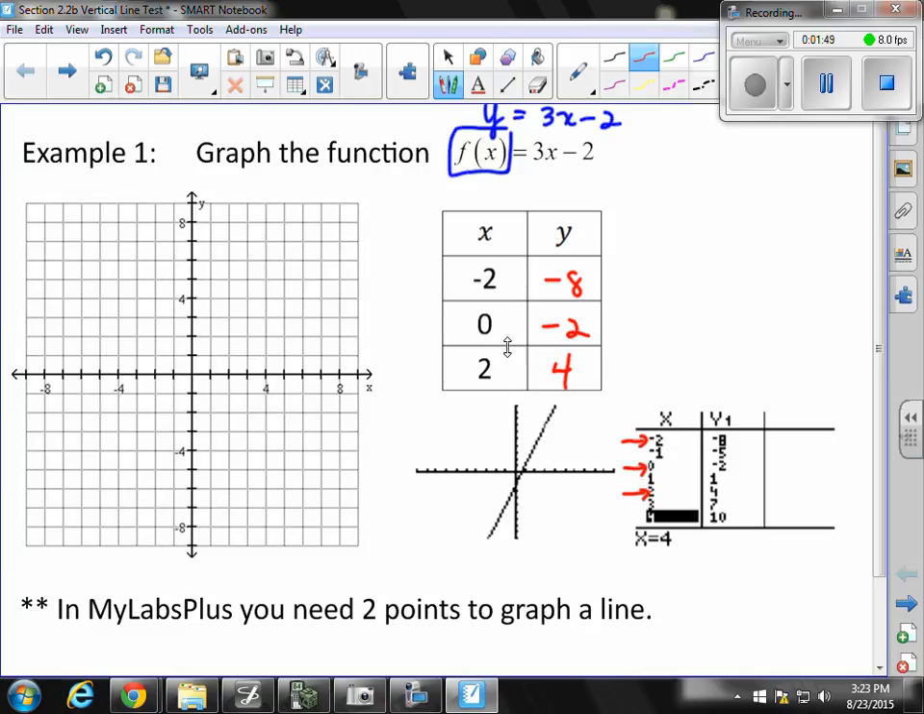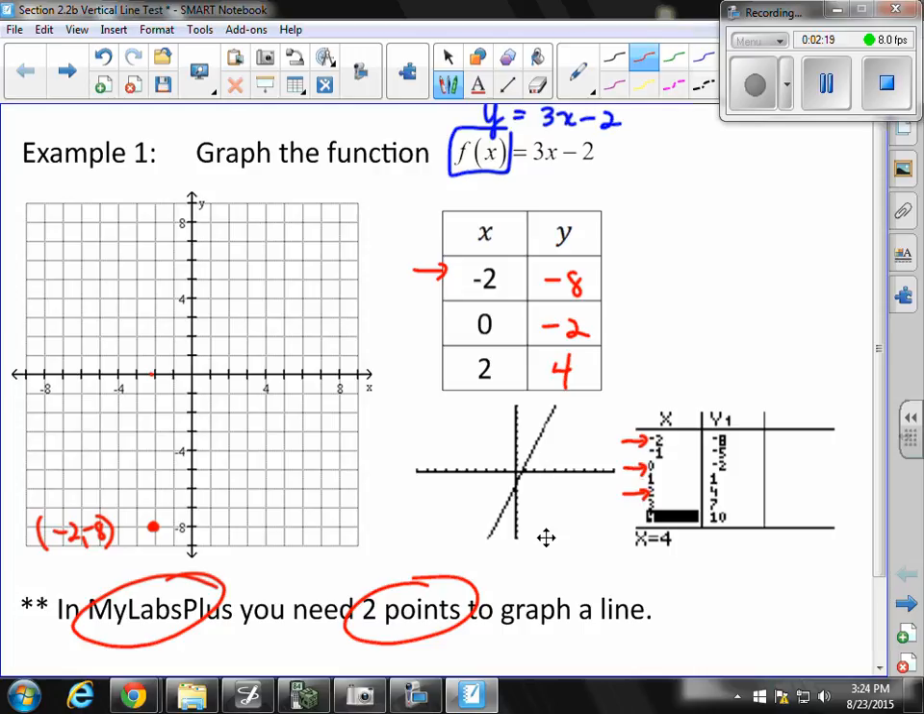Now we've been given 3 points here, but remember in MyLabs Plus you only need 2 points to graph a line. So when you're in MyLabs Plus, it'll only allow you to graph 2 points when you're in that graphing tool with the line function. So here I'm going to graph my points by hand though. I'm going to do -2, -8. So -2, and then I'm going to go down to -8. There's my first point.